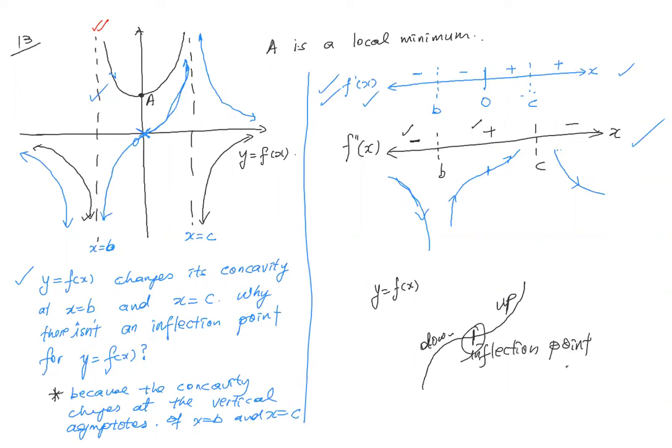Instead of saying x equal to b and x equal to c is not part of the domain, the moment you see vertical asymptote, we know already it is not part of the domain. Then after that, you can add because x equal to b and x equal to c is not part of the domain. But the key point is that the concavity changes at the vertical asymptote. That is how you answer this question. Are you clear? This is one of the past year questions.